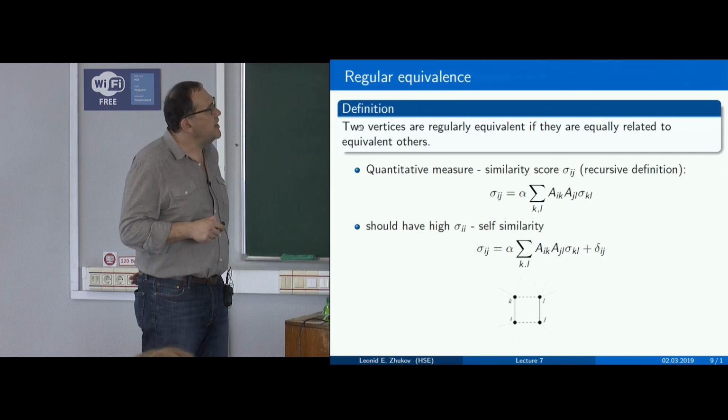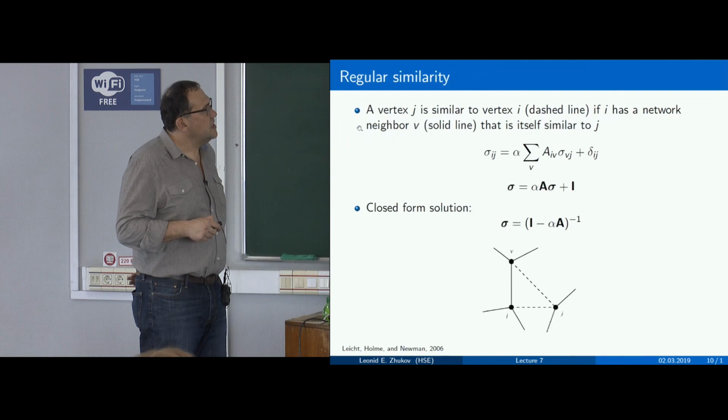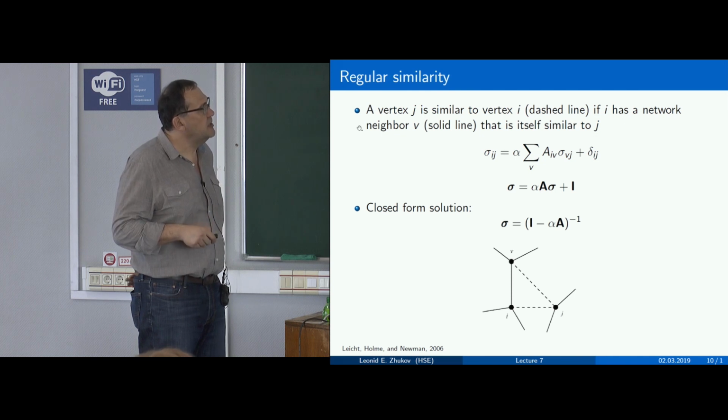And then you write sigma ij, the similarity. This is also your step to your neighbor. This is the similarity between the neighbor and this node, and also this delta ij term, to force sigma ij to be 1 when you calculate similarity to itself.